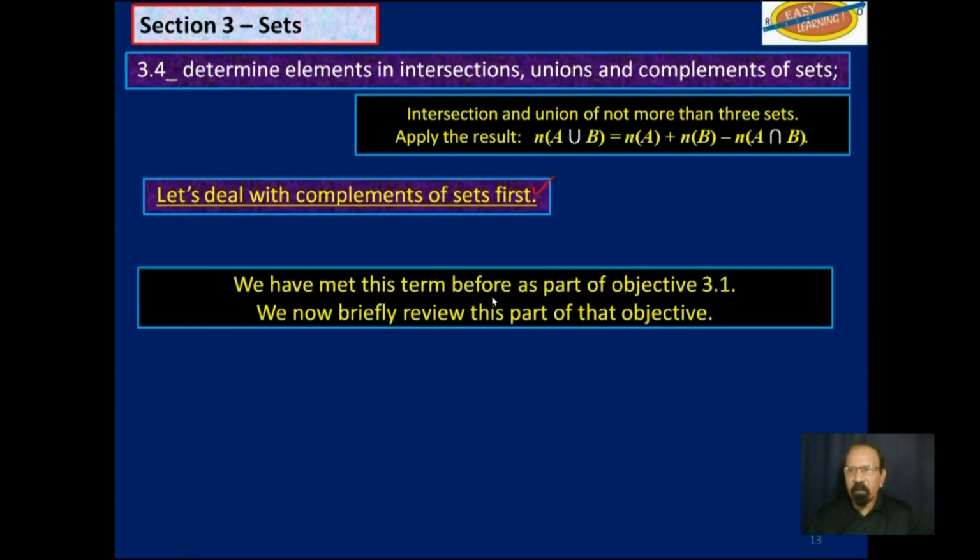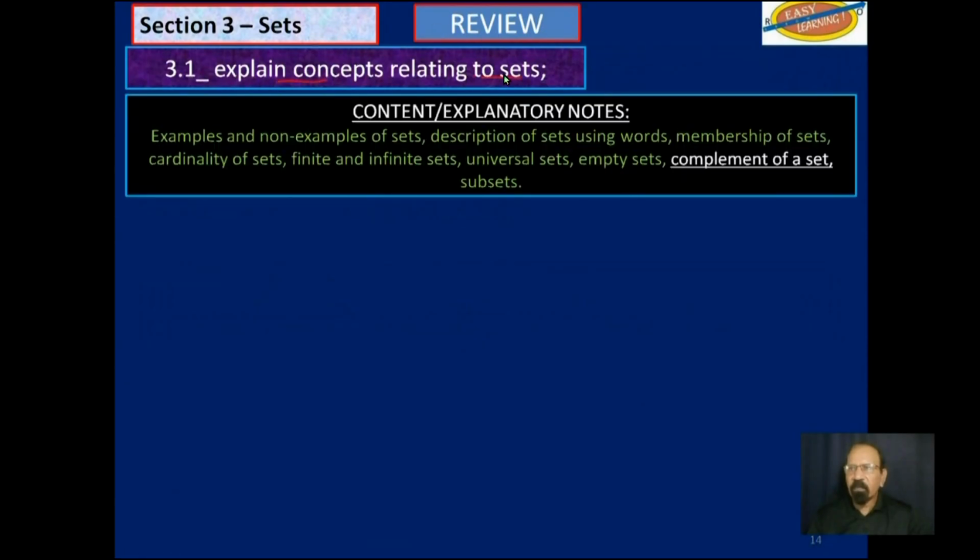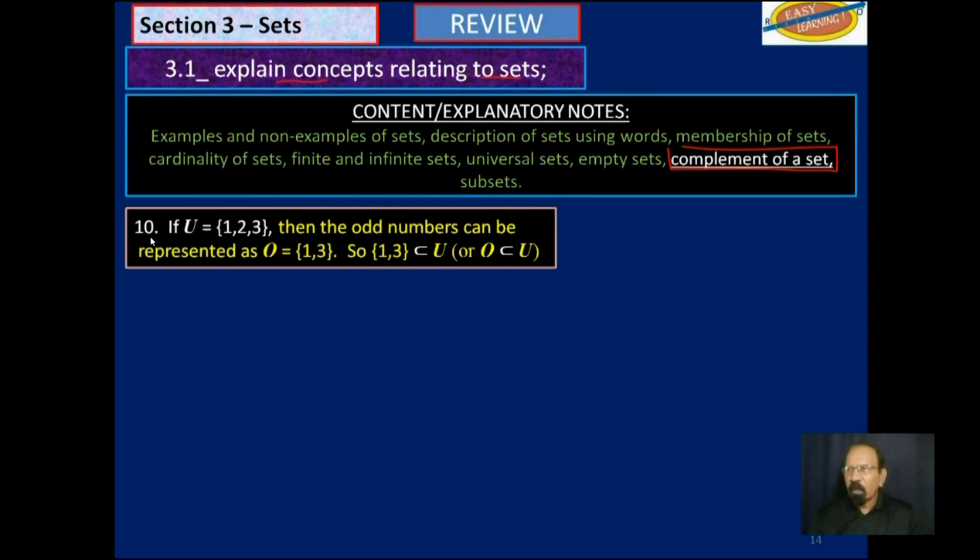Now, we have met this term before as part of Objective 3.1. We will now briefly review this part of that objective. So, review, where it said, explain concepts relating to sets. And among these concepts, there was one here that said complement of sets. So, if the universal set U has elements 1, 2, and 3, then the odd numbers can be represented as the subset O, 1 and 3. So 1 and 3 is a subset of U, or O is a subset of U.